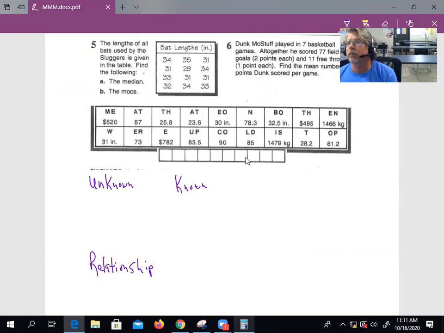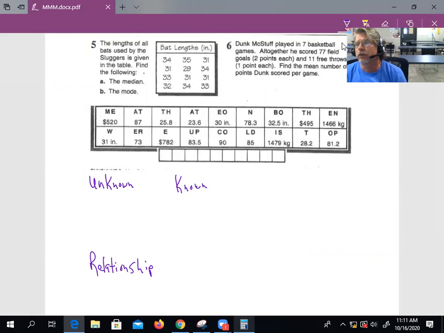Dunk Mustaf played in 7 basketball games. Altogether, he scored 77 field goals, 2 points each, and 11 free throws, 1 point each. Find the mean number of points Dunk scored per game.